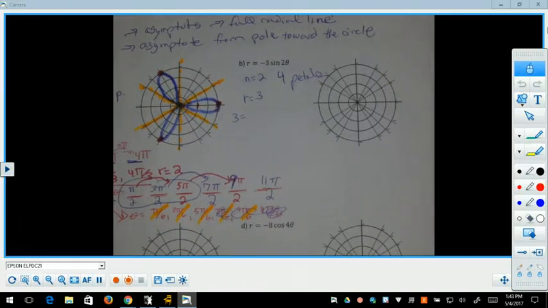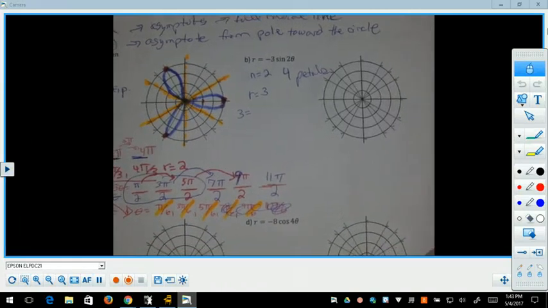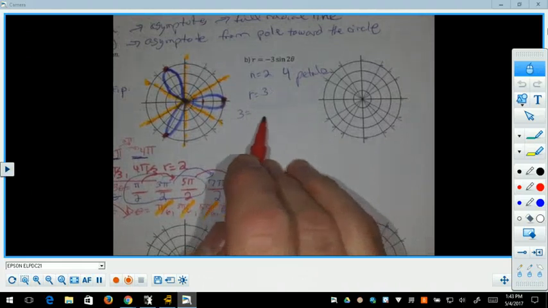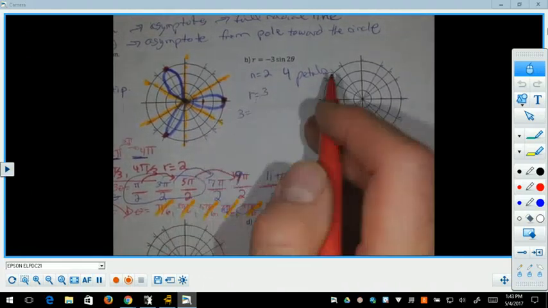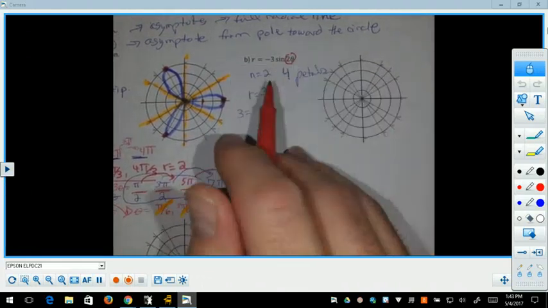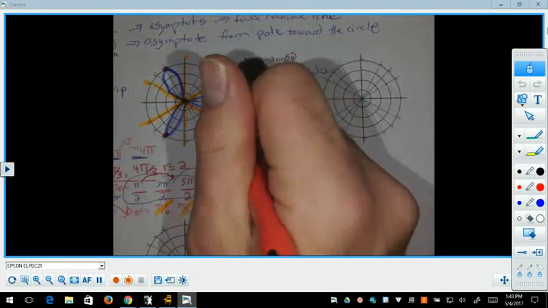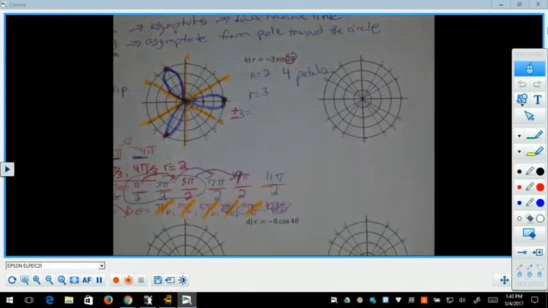So what I'm going to do is I'm going to set my radius equal to 3. But I have to do, because it's even, I have to do, what? I'll keep it there. I'll put it in the equation. I don't have to worry about it right now. Because it's even, I'm expecting 4 petals, not 2. So I'm going to do plus or minus 3.